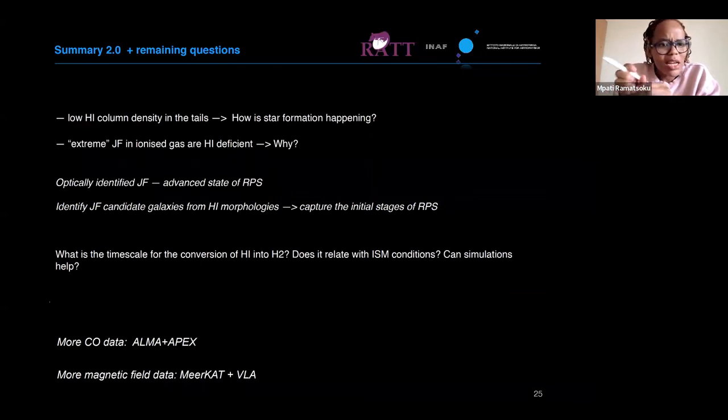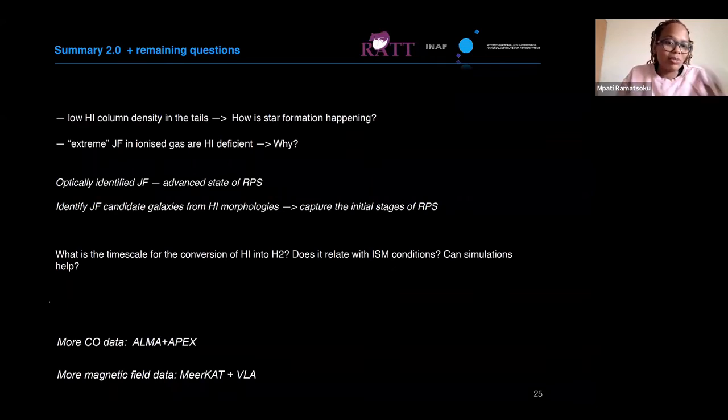If the column density in the tails is so low, how is it that star formation activity is happening? I mentioned earlier that you need a critical H1 density of 10⁻20 to start forming stars. So how is it still happening? Maybe this is where magnetic field shielding comes into play, but so far we only have one galaxy, and we are trying to get more with the combination of MeerKAT and the VLA to test this.